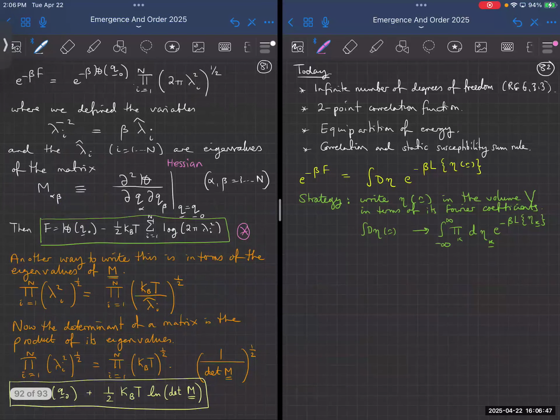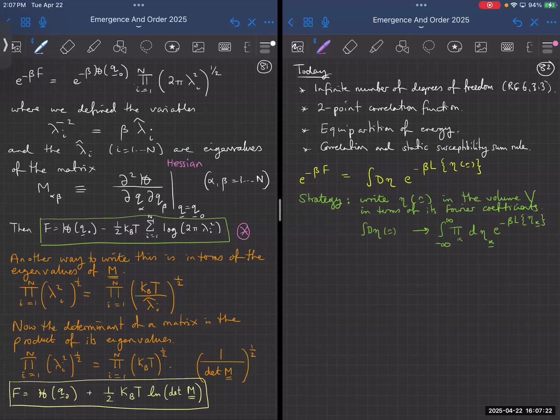So what we're going to do today is work out the infinite dimensional version of this. The infinite dimensional version will be calculated using exactly the same method. And then we're going to use it to compute the correlation function of the system. And once we compute the correlation function, we're going to be able to compute correlations and susceptibilities and response functions. That's what we want to get to, because we want to start looking at the response of systems to perturbations. So the first thing I want to do is explain what is the generalization.